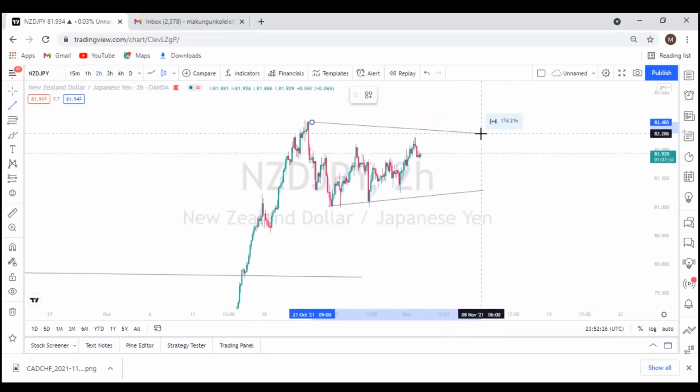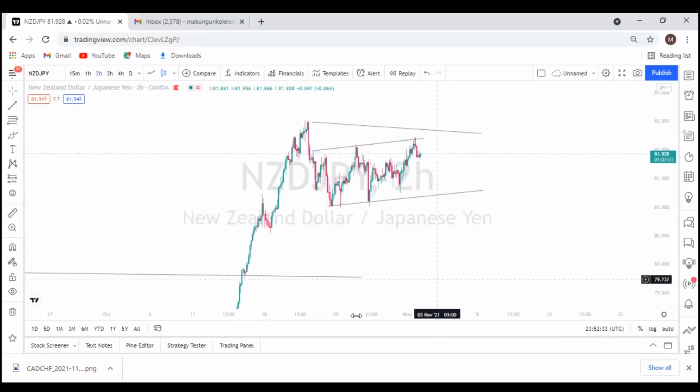and a resistance, and the structure within. And as you can see with this one, we have a significant zone here where the price is just respecting by rejecting every time it hits it. So right now we are heading to the downside to our support.